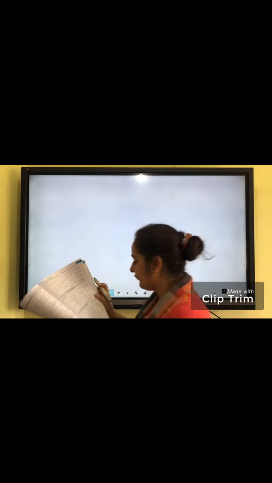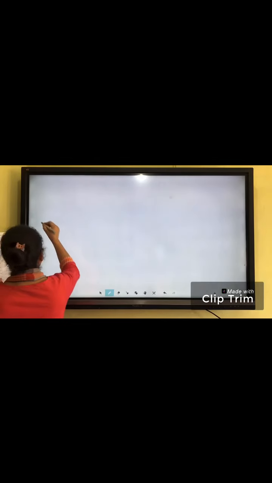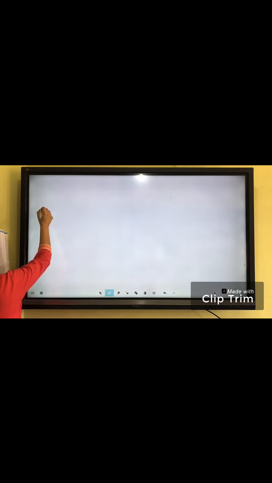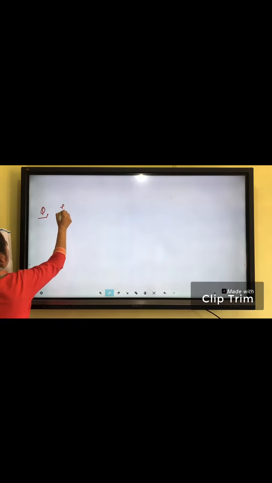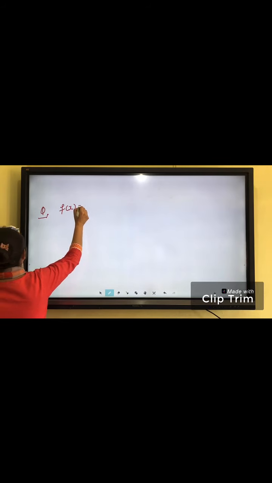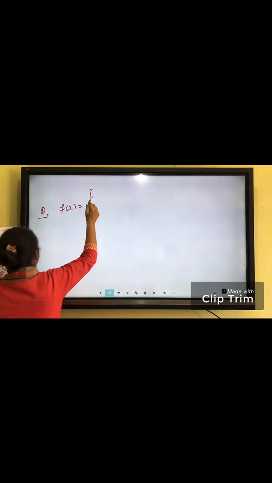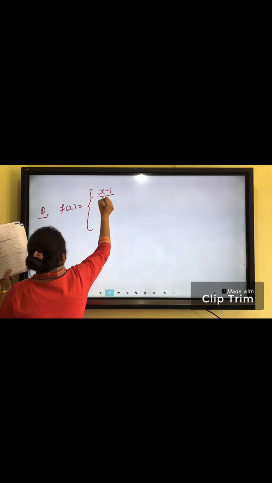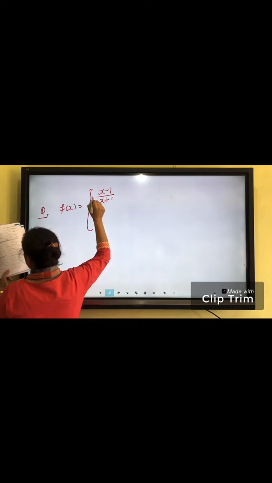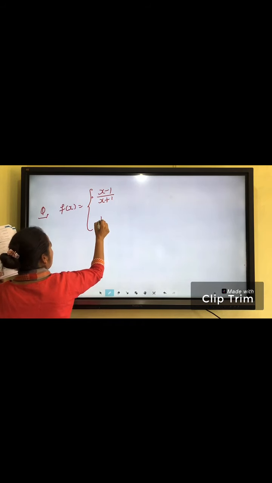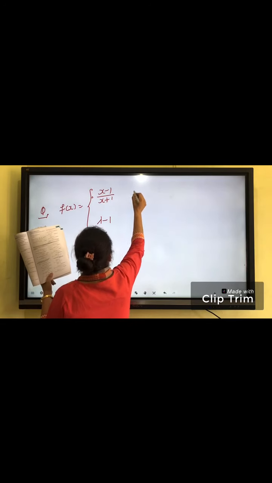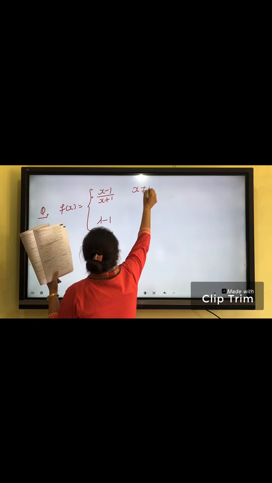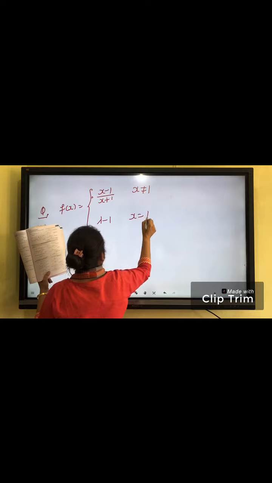Take any one question, for example, f of x equals x minus 1 upon x plus 1 for x not equal to 1, and lambda minus 1 for x equal to 1.